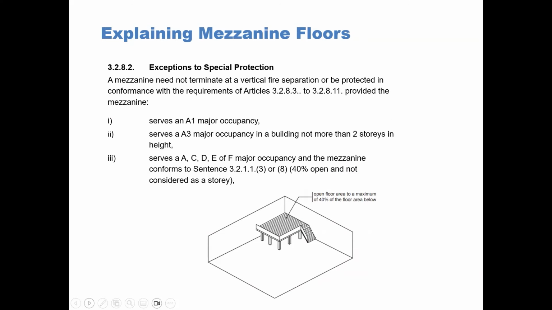As we move on to 3.2.8.2, exceptions for special protection, it basically states that a mezzanine need not terminate at a vertical fire separation or be protected in conformance with the requirements in Articles 3.2.8.3 to 3.2.8.11, provided the mezzanine serves an A1 major occupancy, serves an A3 major occupancy in a building not more than 2 stories in height, or serves an A, C, D, E, or F major occupancy, and the mezzanine conforms to Sentence 3.2.1.1, bracket 3 or 8, which is the 40% open and not considered as a story.